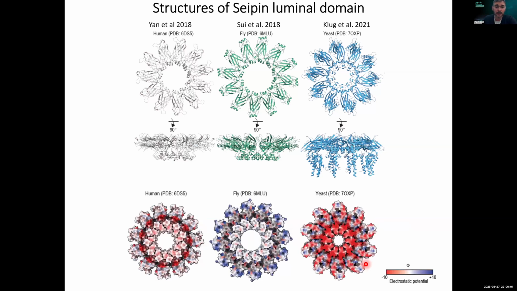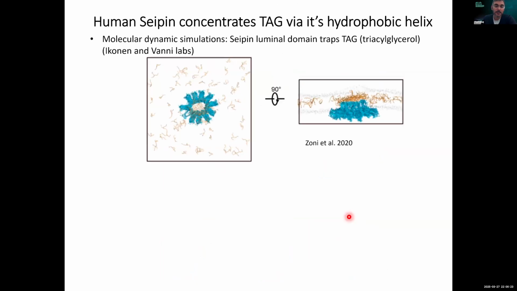And if we look at the charge of these seipins, you can see that yeast is really highly charged. Basically, it's very polar. And fly and human are basically hydrophobic. Now, if you think about it, if you're going to be hydrophilic and you're going to be shallow, you're probably not going to be really good at entering the bilayer. And this was shown a bit more directly with molecular dynamics simulations. And this was done by the labs of Stefano Vanni and Elina Ikonen. And what they showed here is, this is done on the partial structure of human seipin, where they put in the structure and they modeled it with TAG molecules here in brown, and they could see that those hydrophobic helices are really attracting the TAG molecules.